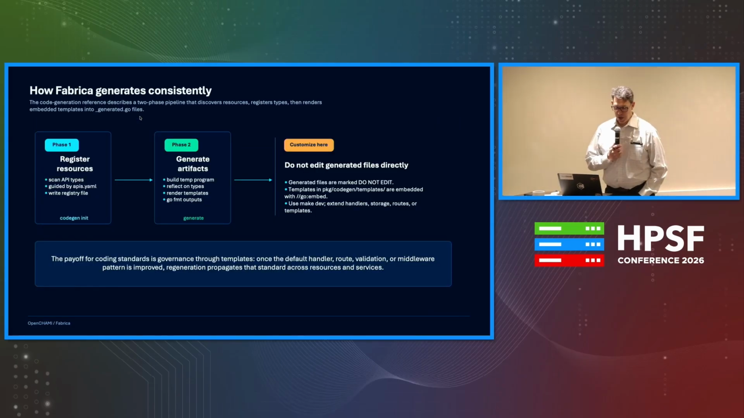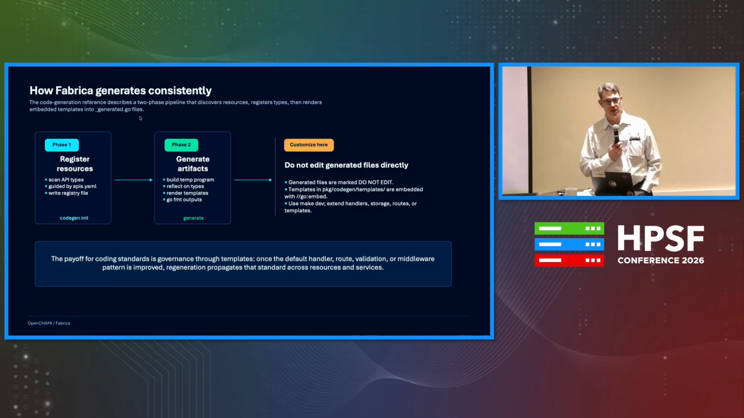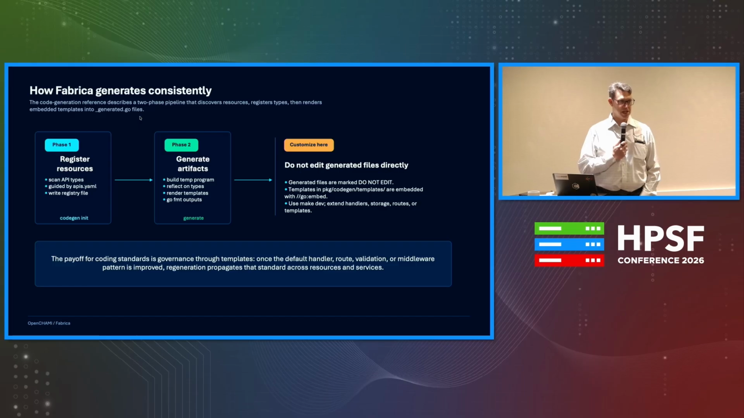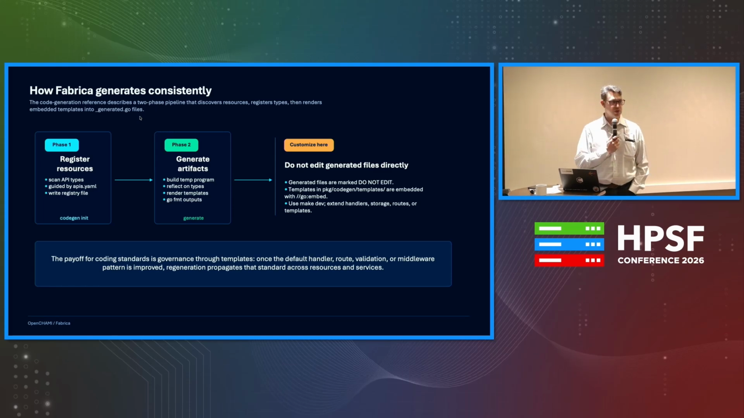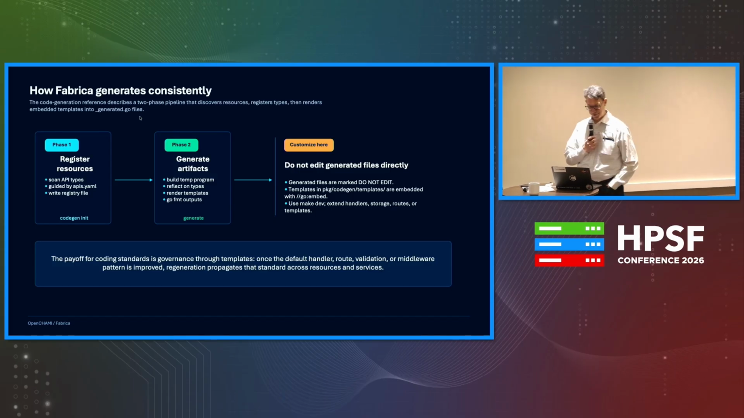So as we've mentioned, you register the resources, you generate the artifacts, you do not edit the generated files, and then you add your files as needed. These coding standards are now encoded not in convention or documentation, although they are well documented, we don't expect you to read that documentation. We expect you to encounter it as you use Fabrica, and you look at, say, well, what if I want my timestamp to be in my local time? And Fabrica will tell you, no, don't do that. We want you to be like everyone else.